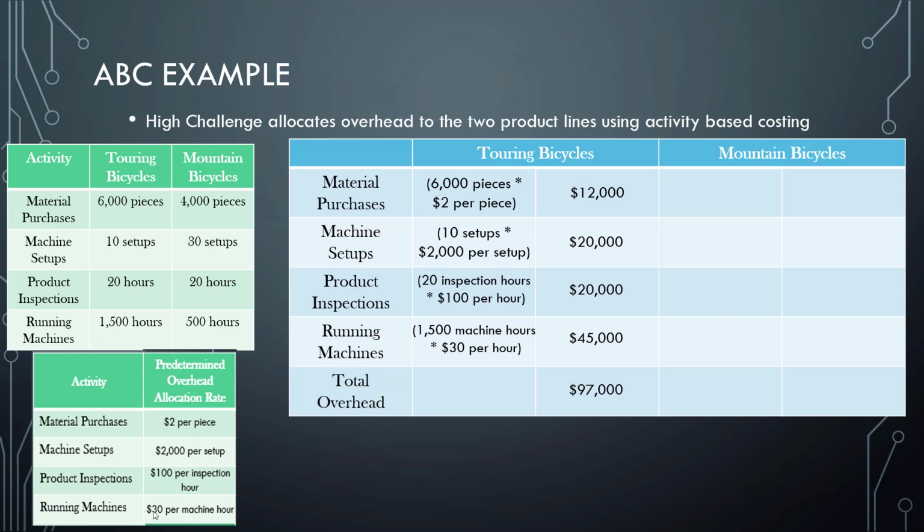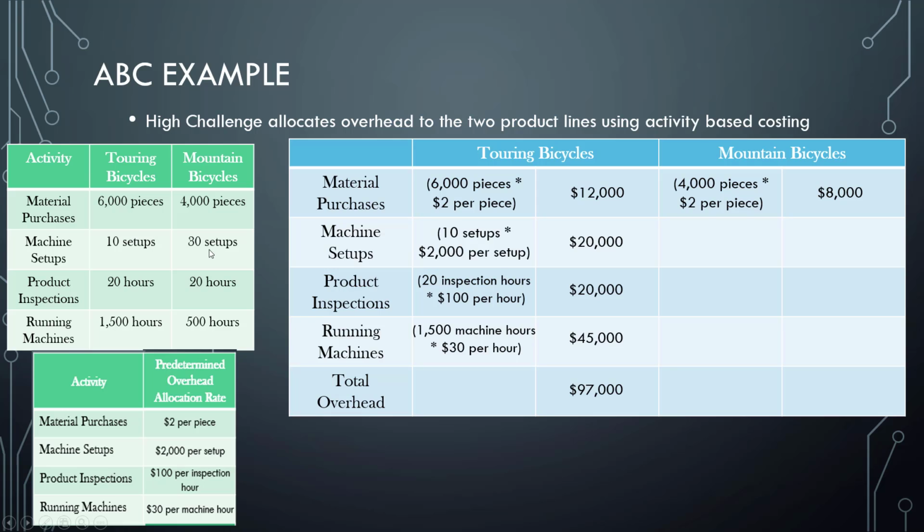$97,000 of indirect costs, which are being caused by the production of touring bikes across our 4 prominent activities. For mountain bikes, same theory. We're going to take the quantity of the driver for each activity located in this column and multiply it by our predetermined overhead allocation rate for that particular activity to figure out what amount of indirect costs we should be assigning to that product. So for mountain bikes, we're purchasing 4,000 pieces of material at our $2 per piece allocation rate. $8,000 of indirect costs are going to go into mountain bikes for purchasing.